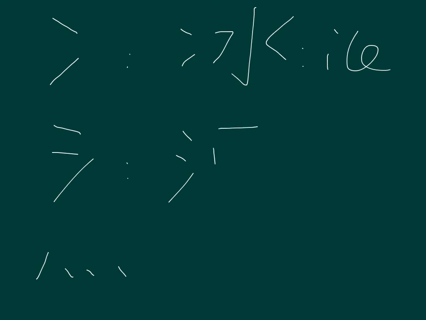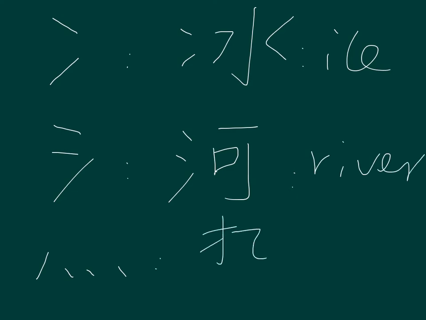So this radical normally with 冰, it means ice. This one, such as 河, means river. And this one, 热, means hot. Can you find any clue? So, really cold, mild temperature, and hot.